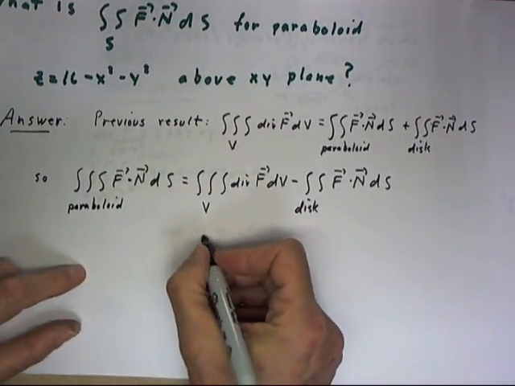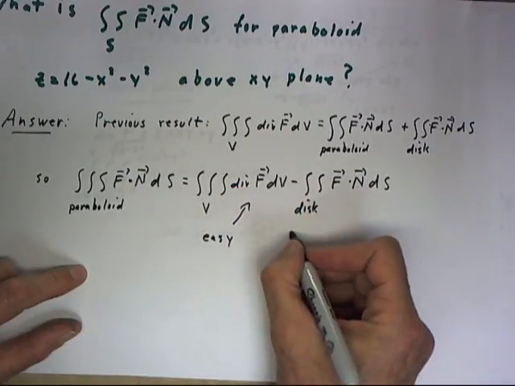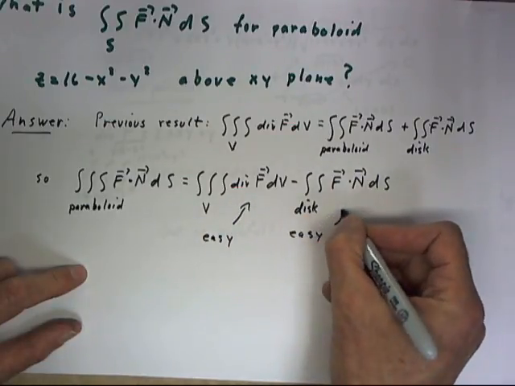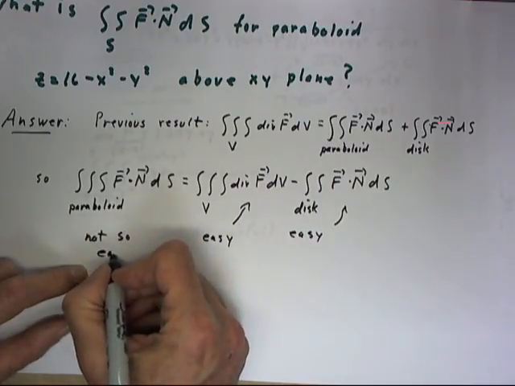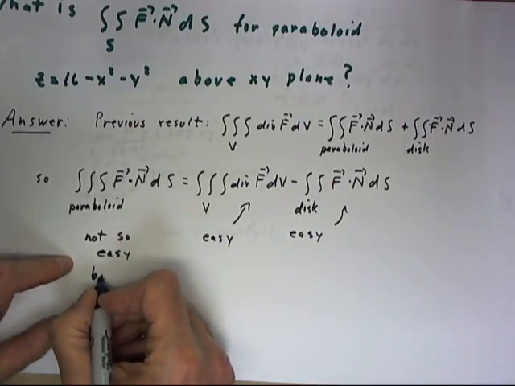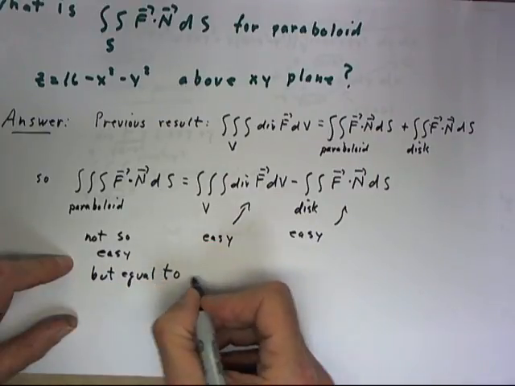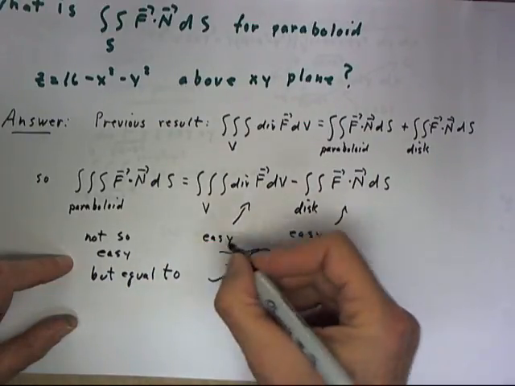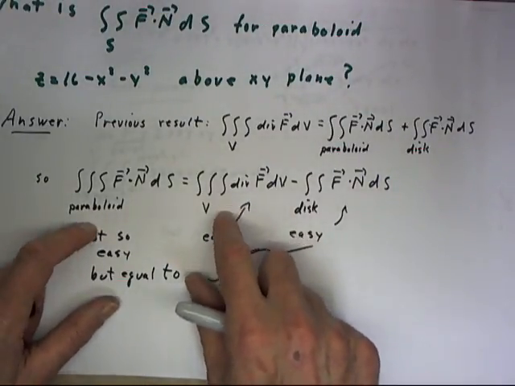So this is easy. This is easy. This is not so easy, but equal to what we get over here. And that's actually kind of slick.